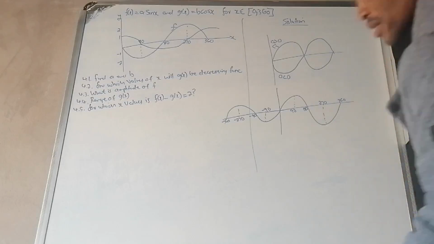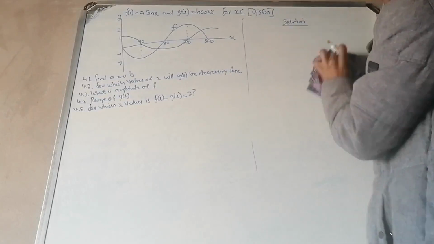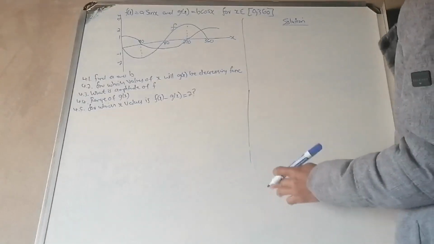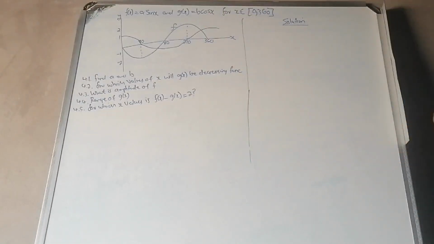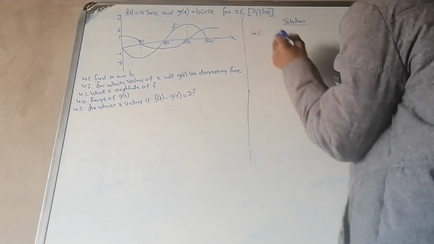Those are the basics. Right, having dealt with the basics, just a quick overview. Now let us try to answer number 4.1. Find A and B.